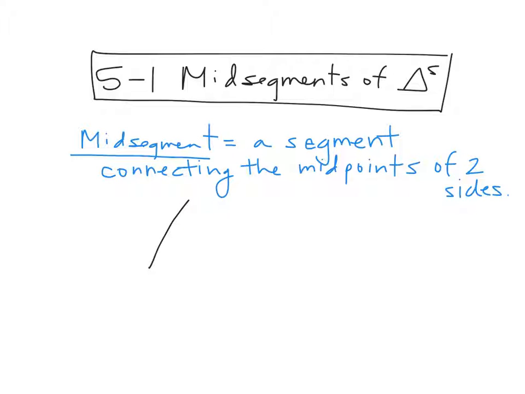You'll have a triangle. If I find a midpoint on this side, so those two segments are the same length, and then I find a midpoint over here so that these two segments are the same length, a midsegment is the segment that connects those two points. So my midsegment would be right here, and we would call this a midsegment.